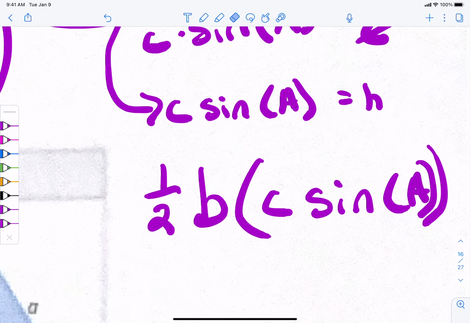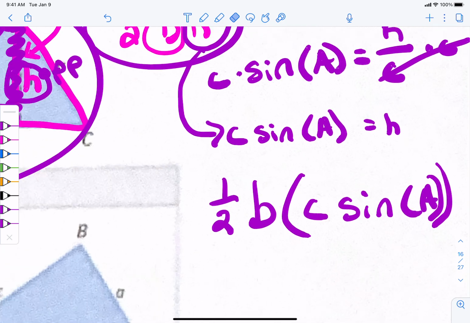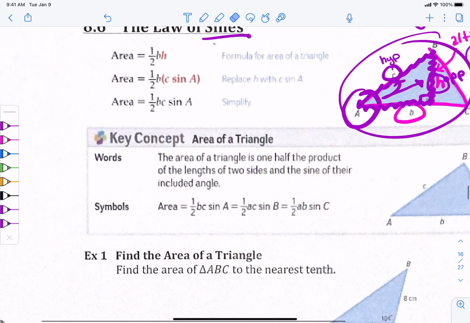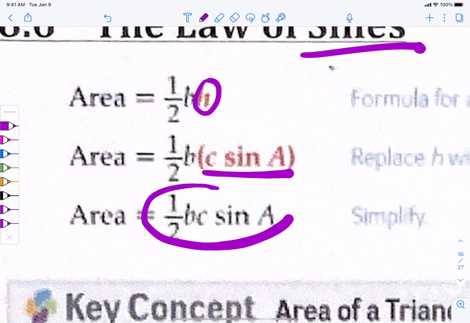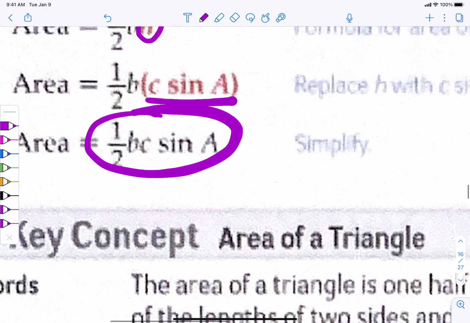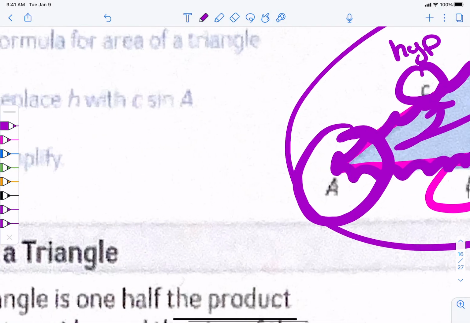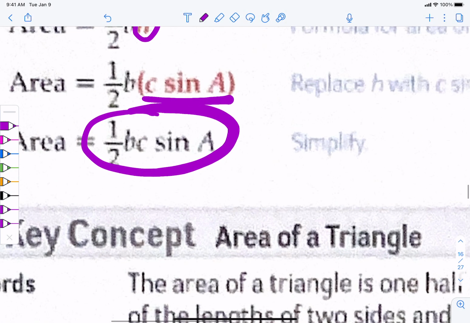So this is the formula that they use for a triangle that is not a right triangle. Let me walk you through these steps. So 1/2 base times the height. They're saying the height is represented by C times sine of A. So this is the formula for area: 1/2 BC sine of A, yeah? That's the formula they're going to use. You won't have to do all that work every single time. You'll just plop the numbers in. But that's where the formula comes from. Does that make sense?